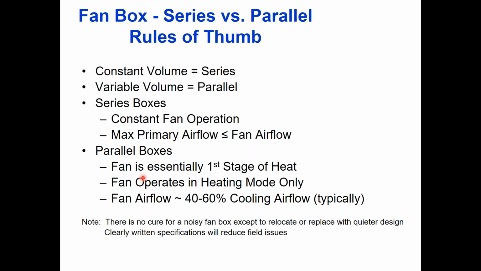Series boxes always provide constant volume CFM into the zone. Parallel boxes, just like regular VAV boxes without fans, provide variable air volume into the zone. Always make sure that your primary airflow is less than your zone's fan airflow. Otherwise, you're going to have air coming back out the plenum box or about the plenum inlet. For parallel boxes, the fan is the first stage of heat, and the fan only turns on during a heating call.